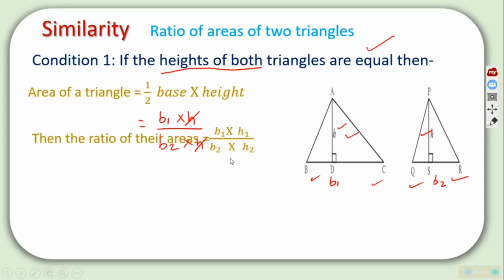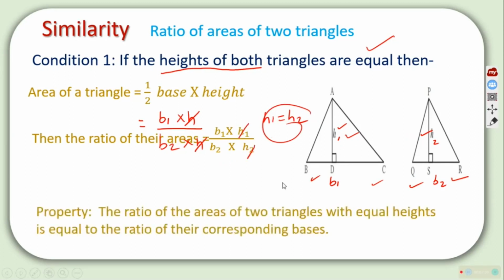H1 and H2 are same. Here H1 is equal to H2. If this is H1 and H2, both are equal. So ultimately this will get cancelled, and if I compare the base of these two triangles, I will get the ratio of the areas of two triangles. The ratio of their corresponding base will be constant. The answer would be B1 upon B2 in this case.